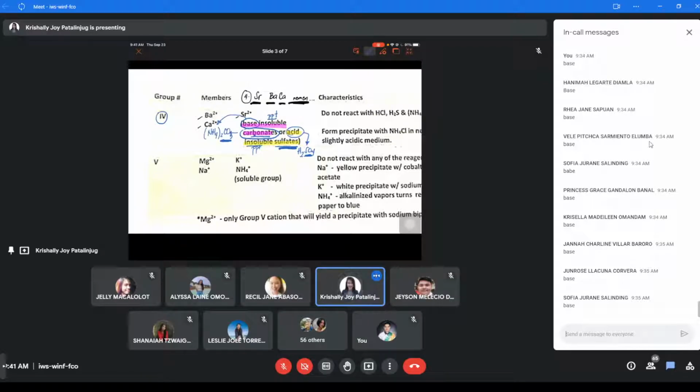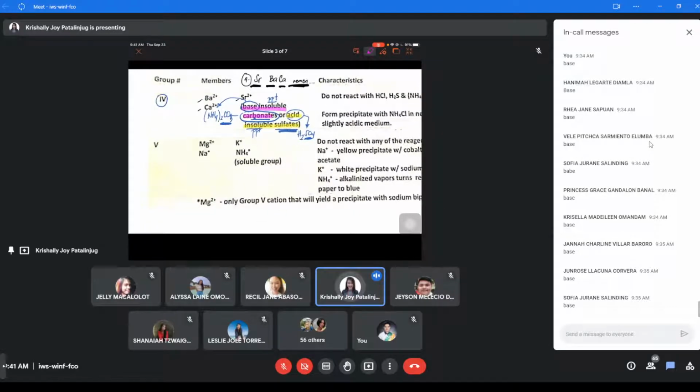Ammonium is basic. So these are the ions under group 4 cations. And the last on the list is the soluble group. So they are group 5.